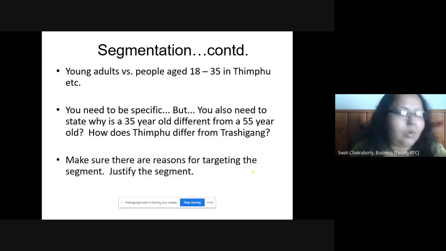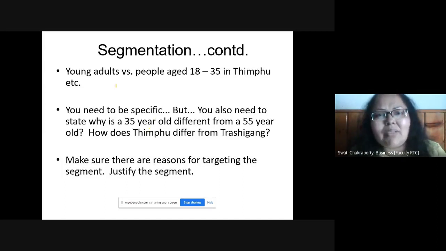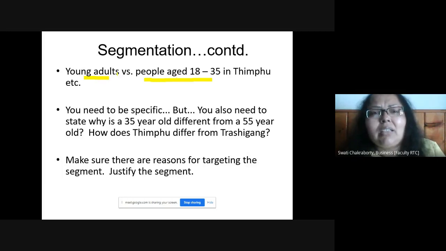Okay, right. So see this, these are some of the examples that we have. Like when you divide it into young adults versus people who are 18 to 35. The first is quite vague, you know, young adults and people. This is a vague concept, but this is much more specific.